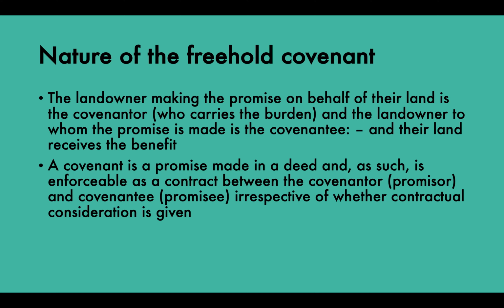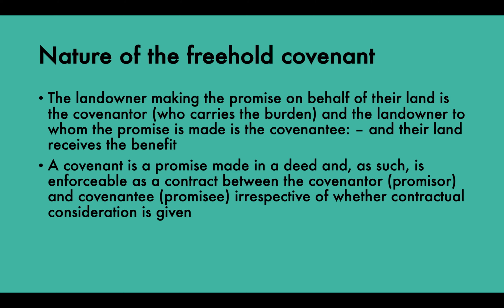So, the nature of the freehold. The landowner making the promise on behalf of their land is the covenantor. So they are the person who carries the burden, the person doing something on the land. And the landowner to whom the promise is made is the covenantee, and their land receives the benefit. So it's really crucial that we understand these two key concepts of covenantor and covenantee. It's quite easy to get them mixed up, but we have this same sort of terminology all over the place in law, like contractor, contractee, lessor, lessee, mortgagor, mortgagee, that sort of thing.